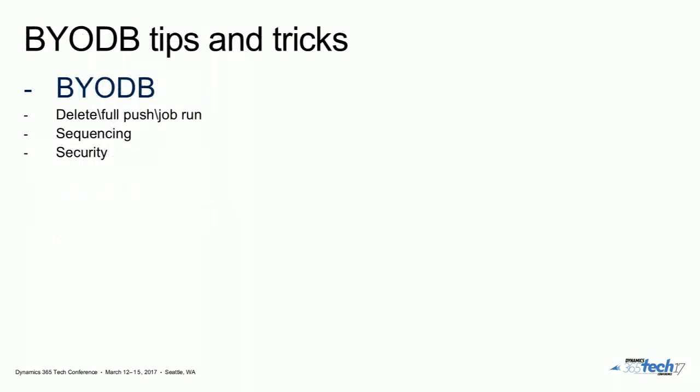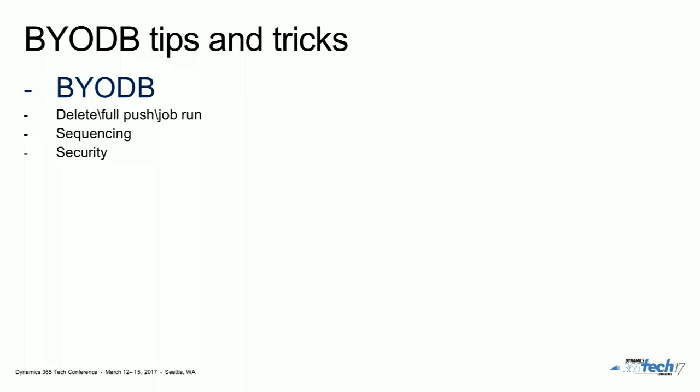In terms of tips and tricks that we have seen with bring your own database, right now we don't support delete when you're doing an incremental push. So for incremental push to work, you would enable change tracking either on the entity or the primary data source. Once you have this, then you should be able to export data in an incremental fashion.